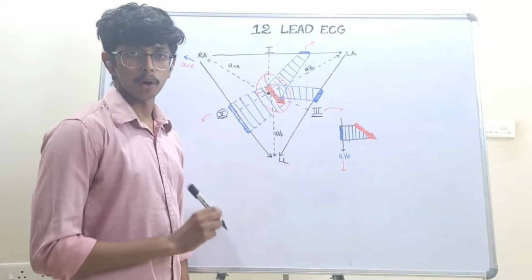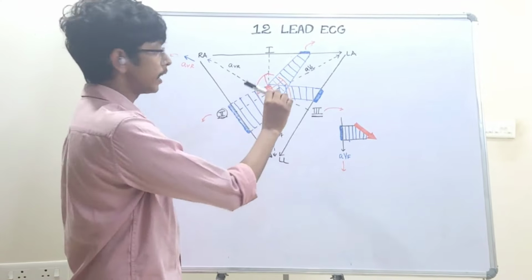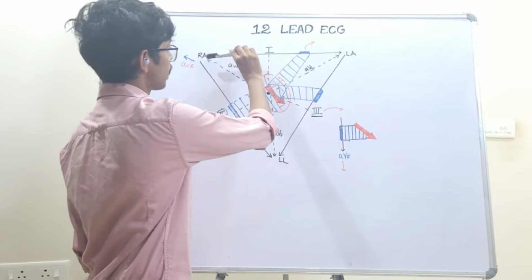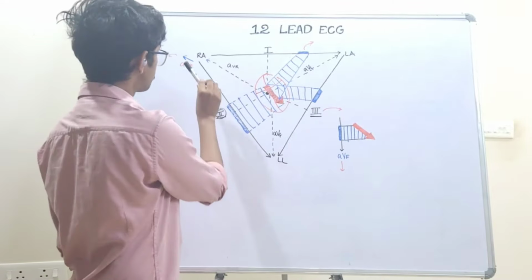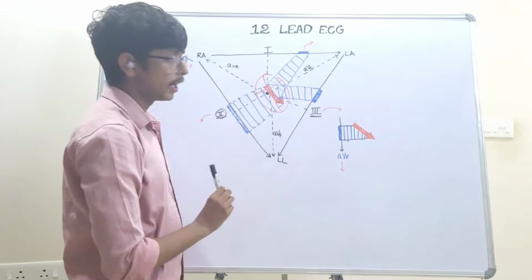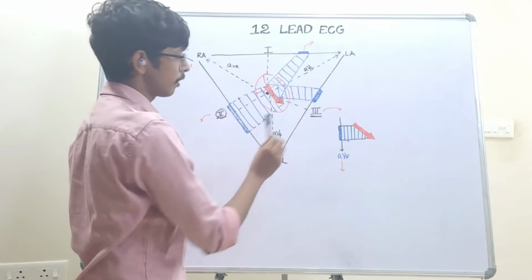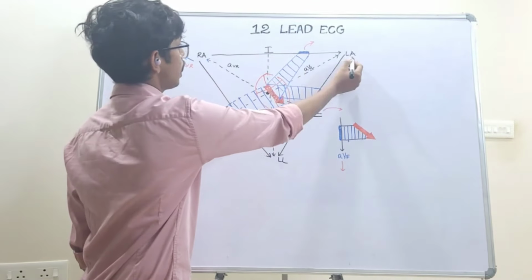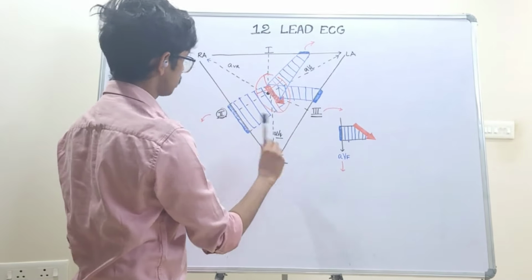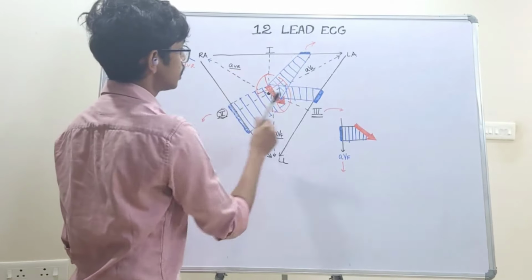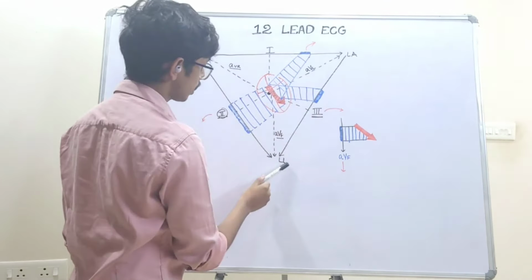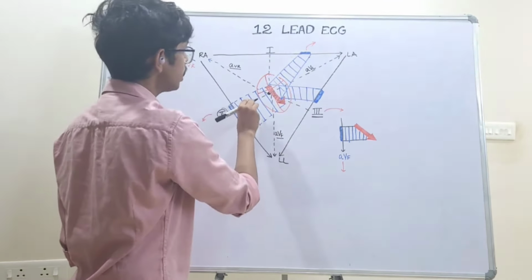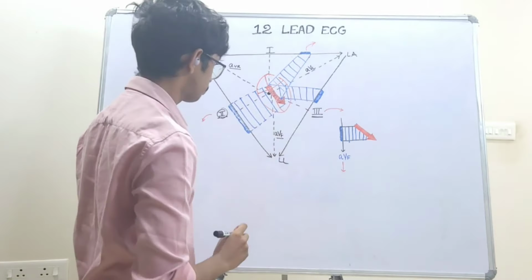Okay, first let me orient you to this diagram. What is lead 1? It is present between the right arm and left arm. Lead 2 is between right arm and left leg. Lead 3 is left arm and left leg. AVF is the point between the right arm and left arm to the foot. AVR is the point between left arm and left leg to the right arm, and similarly AVL.